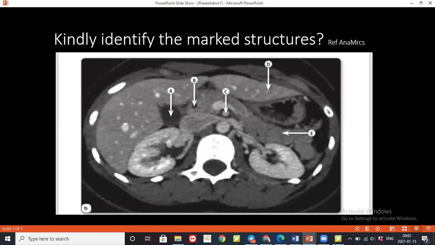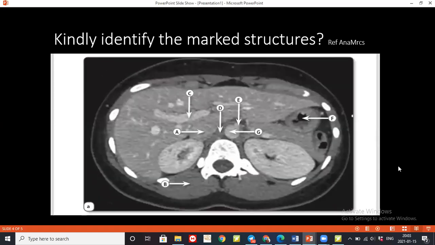Okay, good. Thank you so much. The bell has gone, but just for the sake of leisure, can you identify this image as well? Can you identify all the organs?